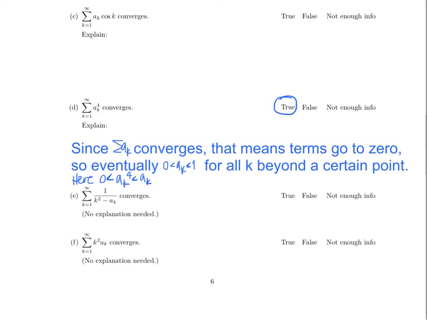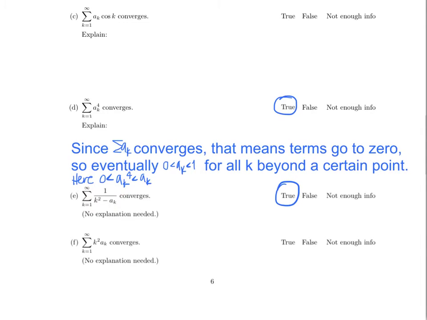How nice. Okay, well, a sub k goes to 0, right? Those are the terms of our series that converges, so as k goes to infinity, a sub k goes to 0. So this denominator, k squared minus a sub k, is asymptotic to k squared. So that means that 1 over k squared minus a sub k behaves asymptotically similar to the series 1 over k squared. And 1 over k squared is a p series with p equal to 2, so it converges, which means that this converges as well. So that is true.